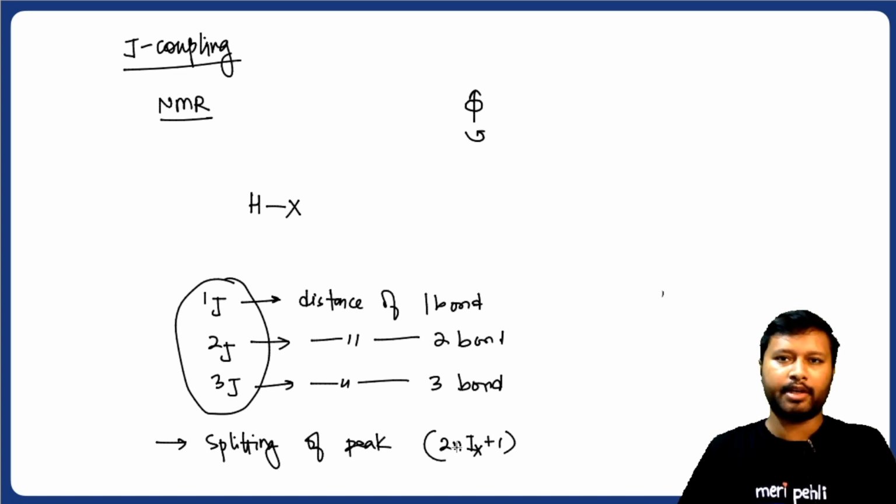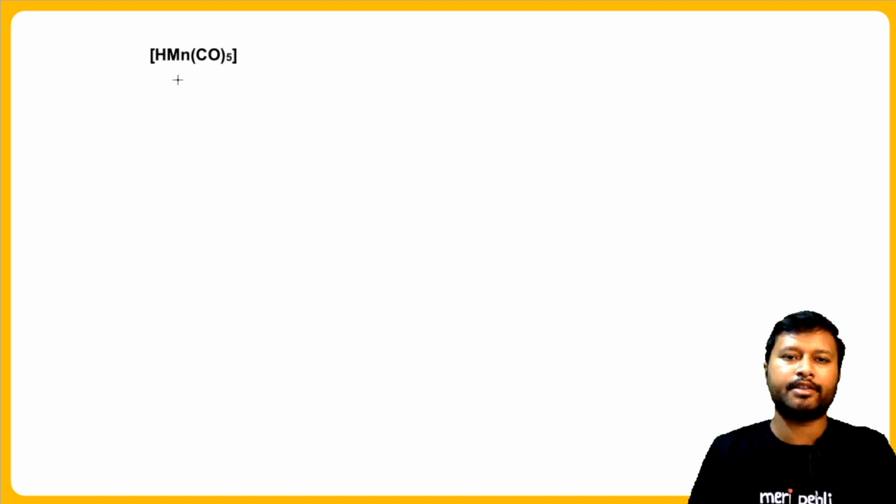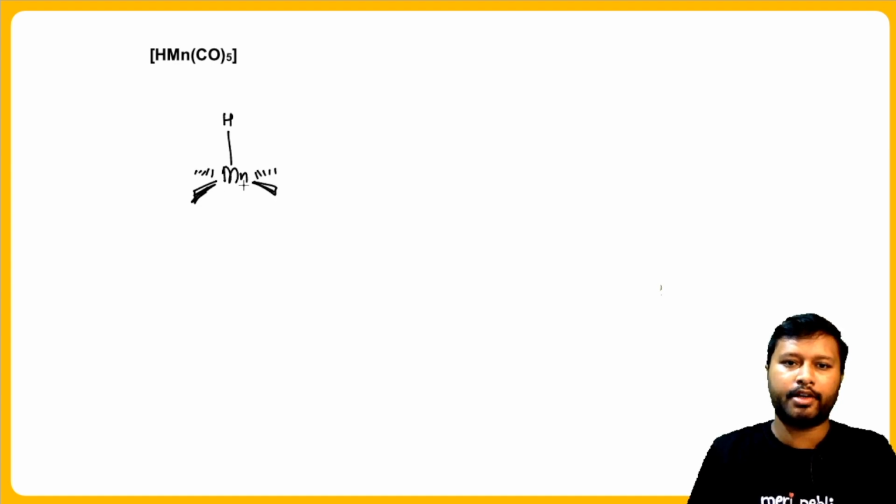So let's take an example and try to understand with that. Let's take this particular molecule. It's a complex of manganese, HMn(CO)5. If I draw this molecule roughly, it is an octahedral molecule in which hydrogen I can make at any place. Let's put it on the axial position, and then we will have these 5 carbonyl ligands attached to it, right? So we have these 5 CO groups attached.